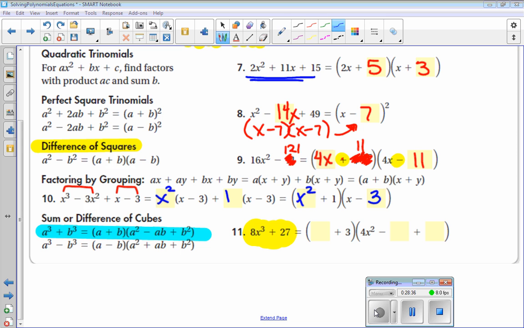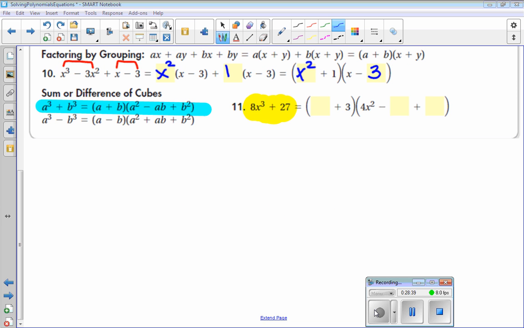So here's what we're going to do. We're going to write it in this a cubed plus b cubed formula. Do you agree that 2x to the third is the same thing as 8x cubed? So our a in our formula is 2x. Our b in our formula is simply 3. So a is 2x and b is 3. I'm going to use this formula to fill in my numbers. It says the first factor is simply a plus b. So my first factor is 2x plus 3.